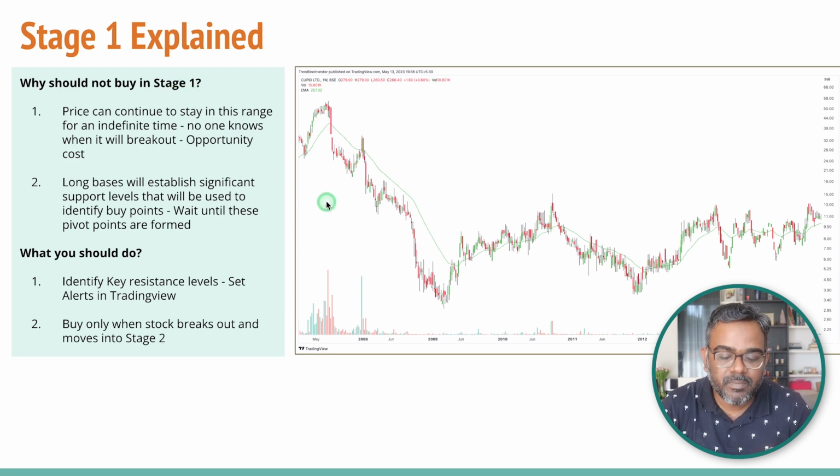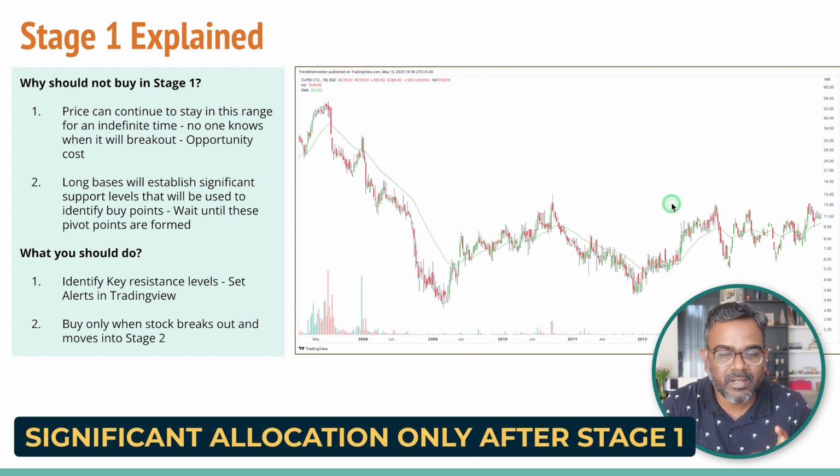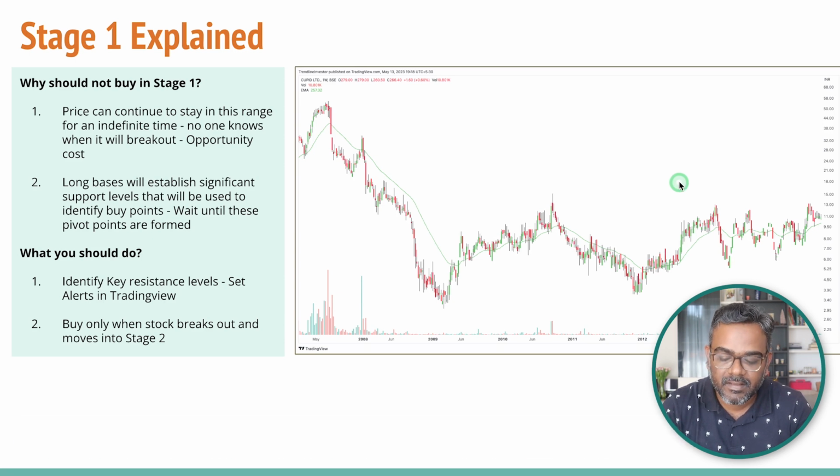So what you should be doing is marking these levels. You can use the alert tool in TradingView, mark these levels, and set the alerts, and TradingView would alert you when a stock price crosses. Or you could use any other alerting tool, like even Zerodha's alerting tool, and you can set some prices, and once the stock crosses that, you can buy them as well. But the point is, increase your allocation to any stock and make it significant only when it breaks out of stage 1. That's very important.